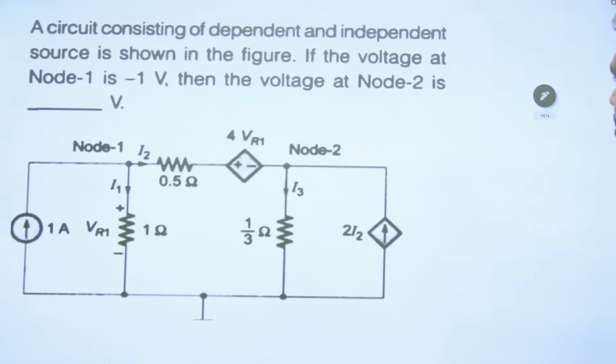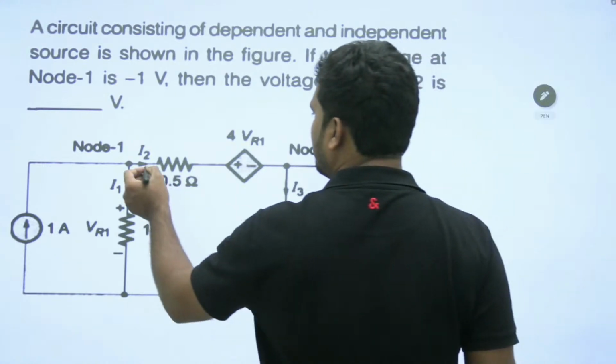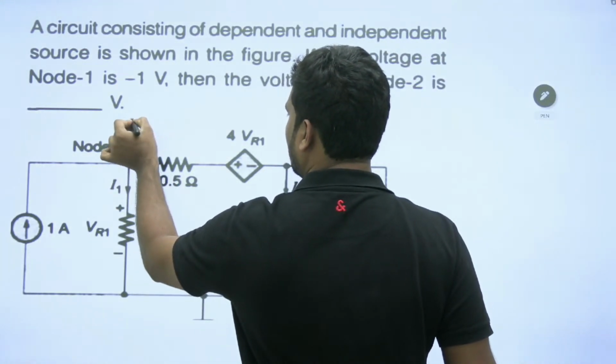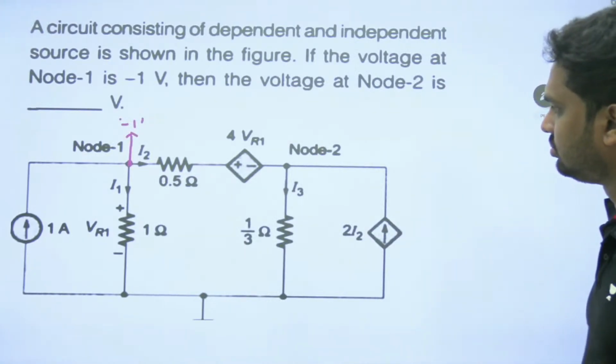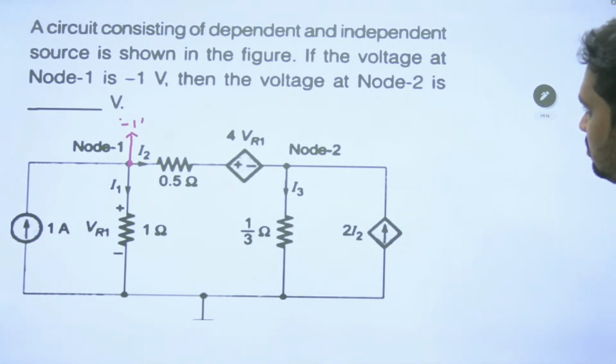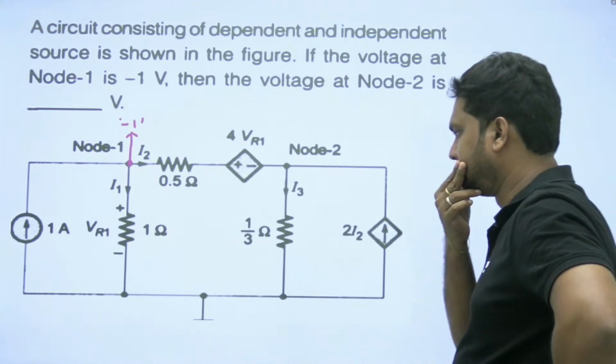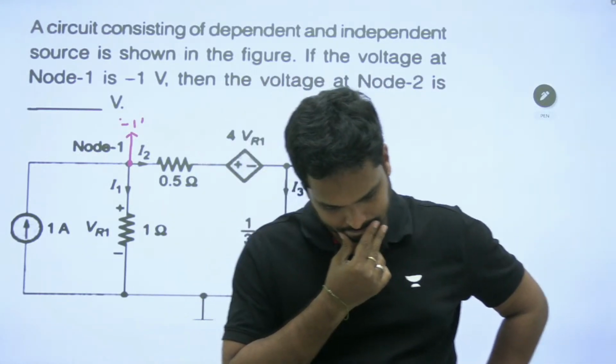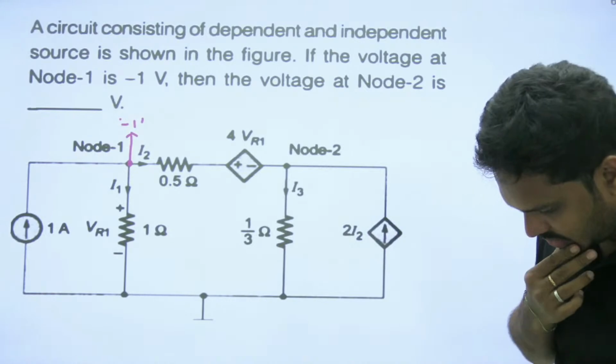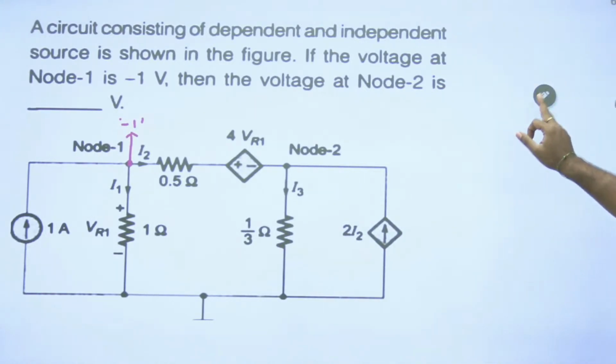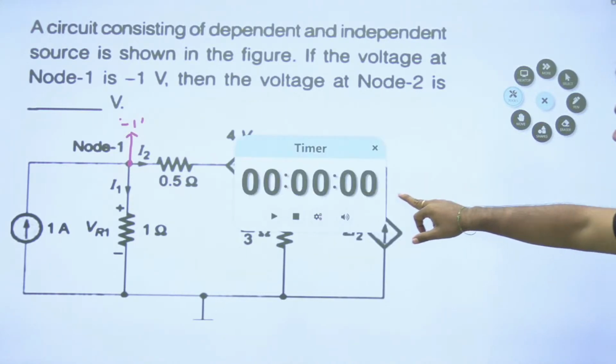So, for the circuit consisting of dependent and independent sources shown in the figure, if the voltage at node 1 is -1, the node voltage is -1. What is the voltage at node 2? Okay, right. So please try this question. I'll wait. Please try this question.